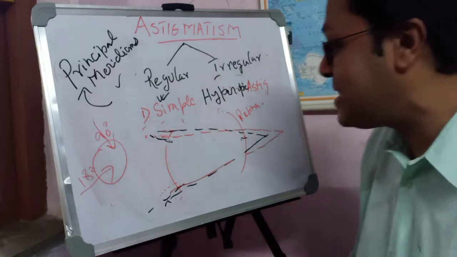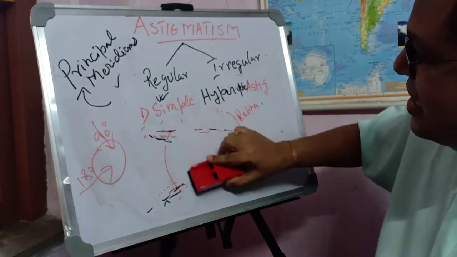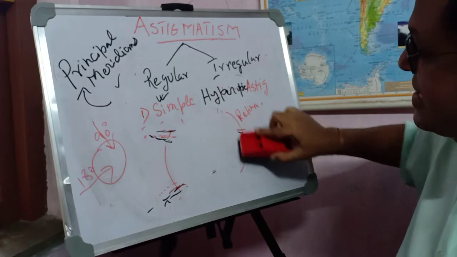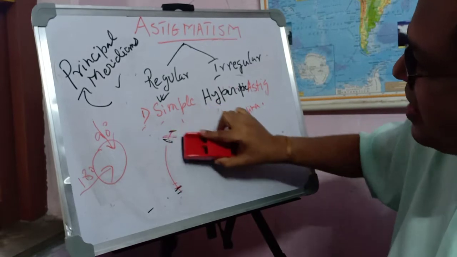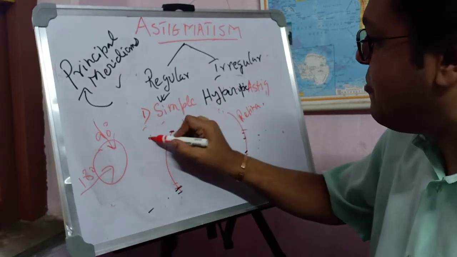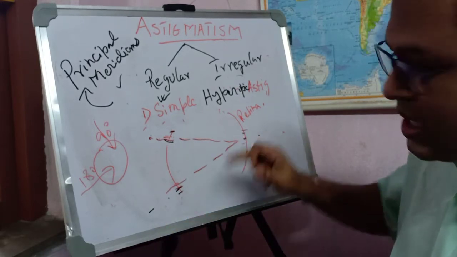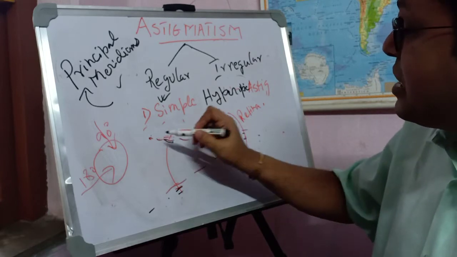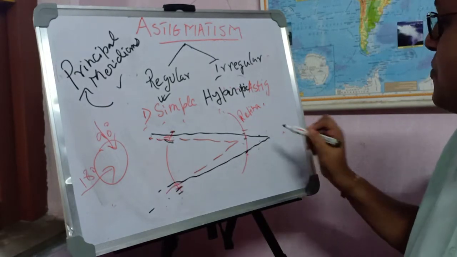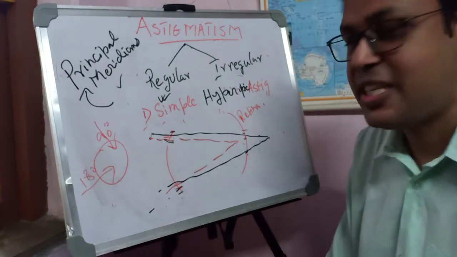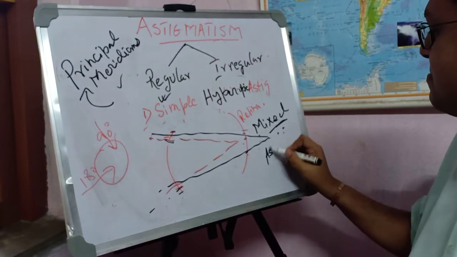What then is mixed astigmatism? I think you have guessed it right by now. In mixed astigmatism, some of the rays of light are falling before the retina, and some of the rays of light that go through the other principal meridian of the cornea are falling beyond the retina. So that is why it is called a mixed astigmatism, right?